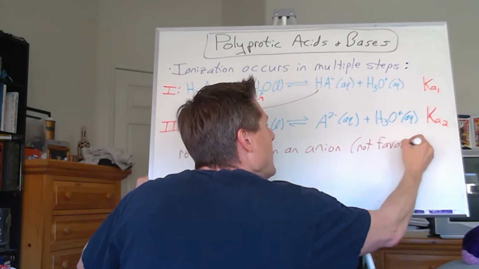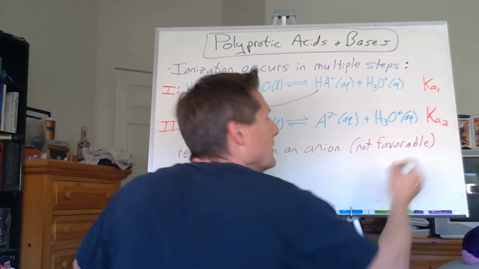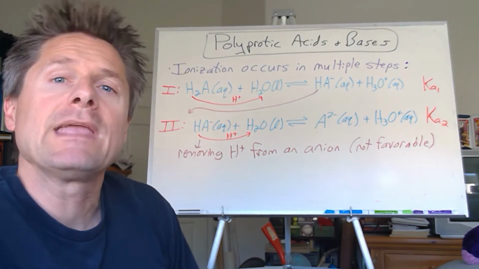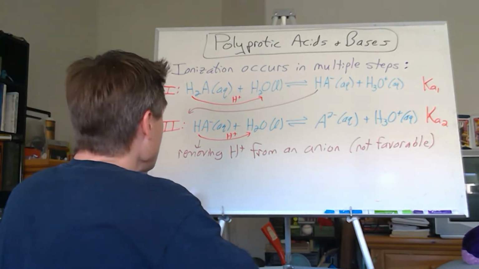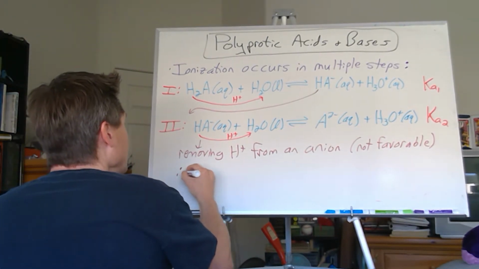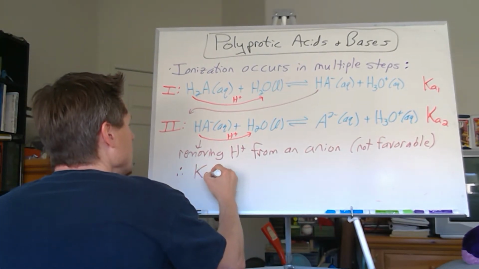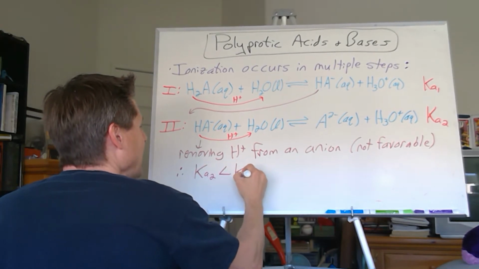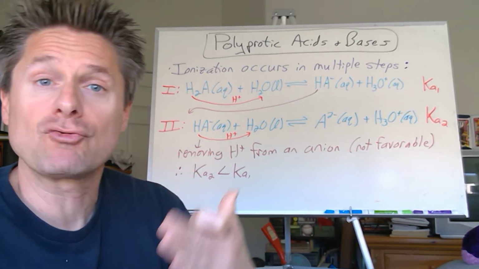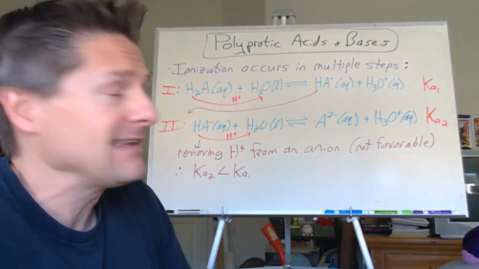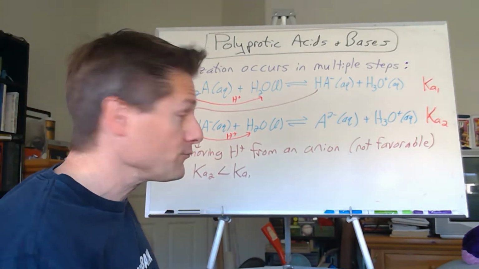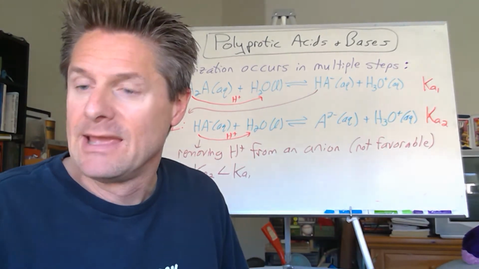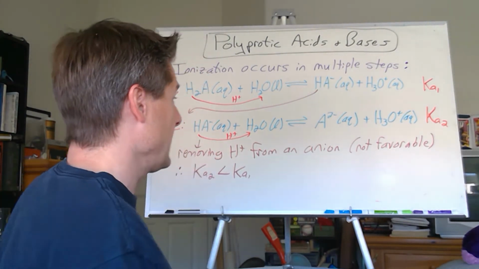This is going to be very, very important, because without this, we can't make the assumption and the mathematics becomes really hairy. Therefore, Ka2 will be less than Ka1. And if it was a triprotic acid, if there was a third step, the Ka3 would be way less than Ka2. This is going to allow us to make an assumption in a second here.